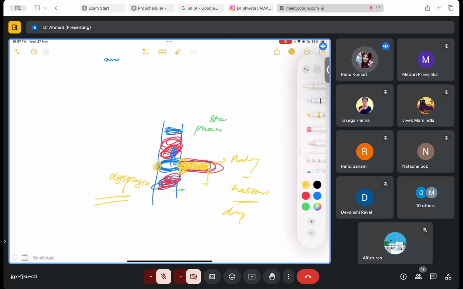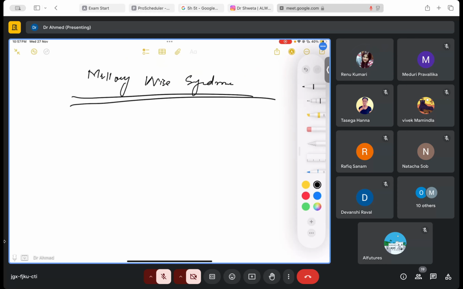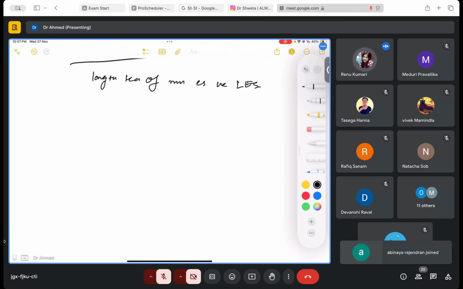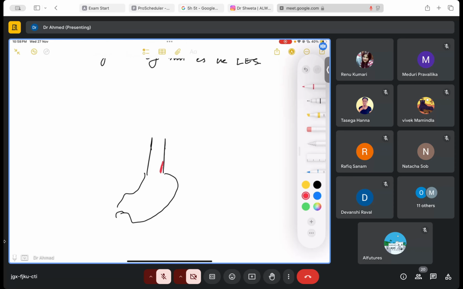Another syndrome we will discuss is Mallory-Weiss syndrome. Can anyone tell us what Mallory-Weiss syndrome is? The tear of the esophageal mucosa. Good. It's a longitudinal tear of the mucosa of your esophagus near the lower esophageal sphincter, the LES. For example, this is my esophagus and my stomach. If we have a longitudinal tear to this mucosal layer, that is Mallory-Weiss syndrome.